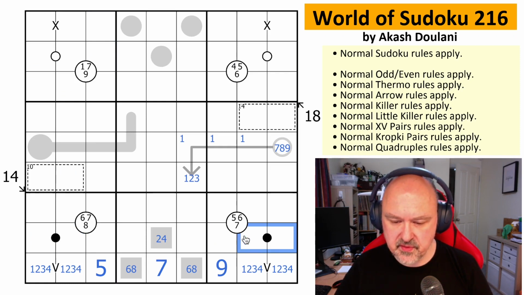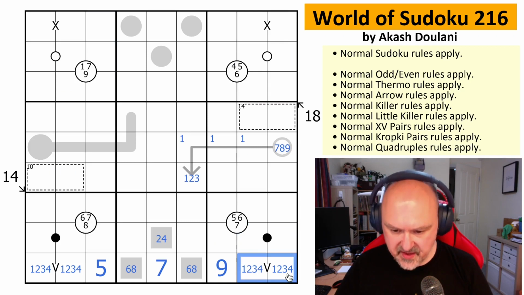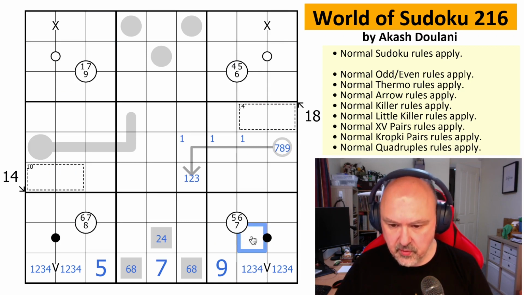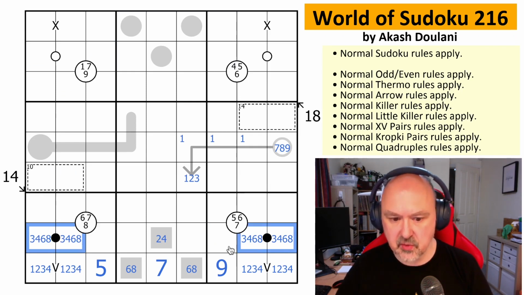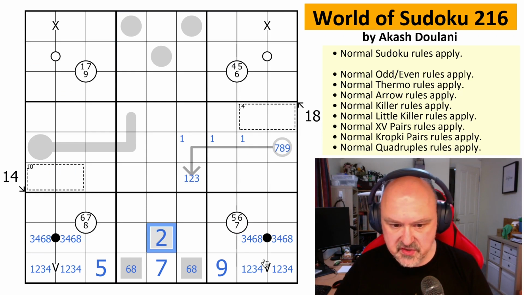So if this was 1, 2, this would have no fill because I couldn't use 1, 4 or 2, 3. If this was 2, 4, this would have no fill. I couldn't use 2, 3 or 1, 4. If this was, so this is 3, 6 or 4, 8. And the same here. This is 3, 6 or 4, 8, which means this is a 3, 4, 6, 8 quadruple. So that becomes the 2.